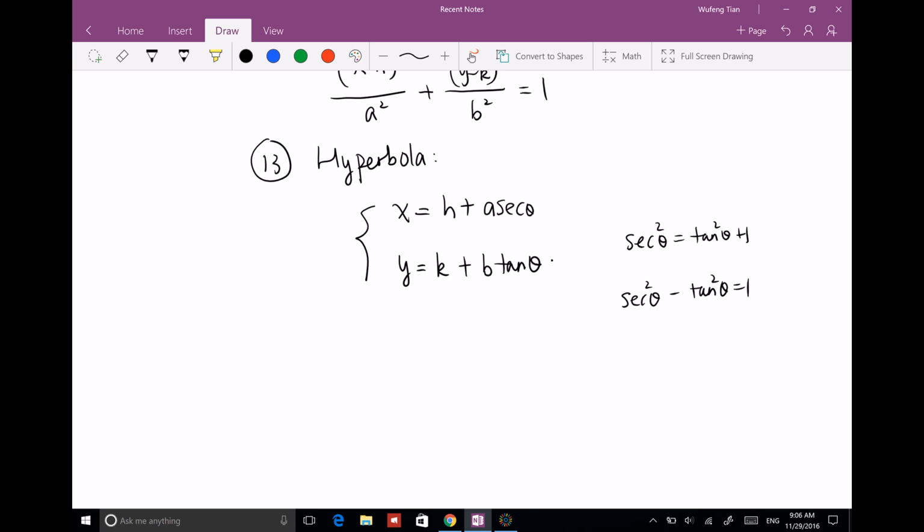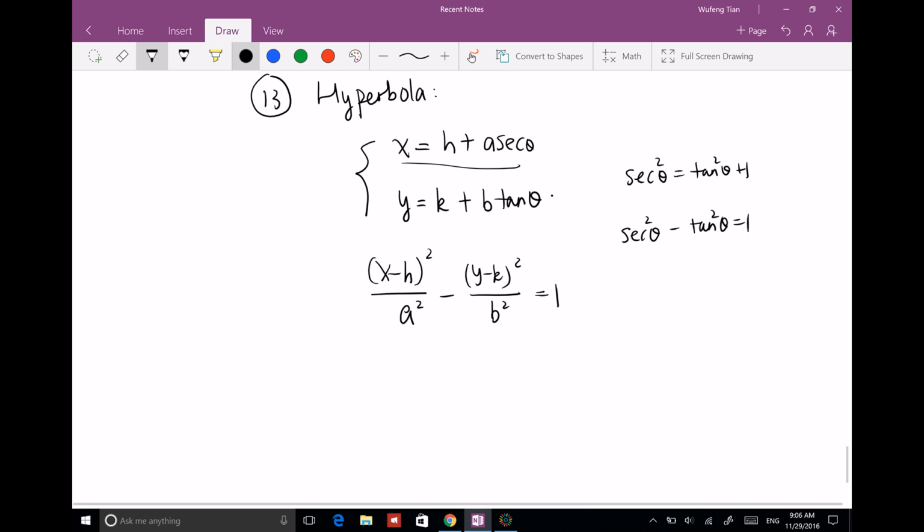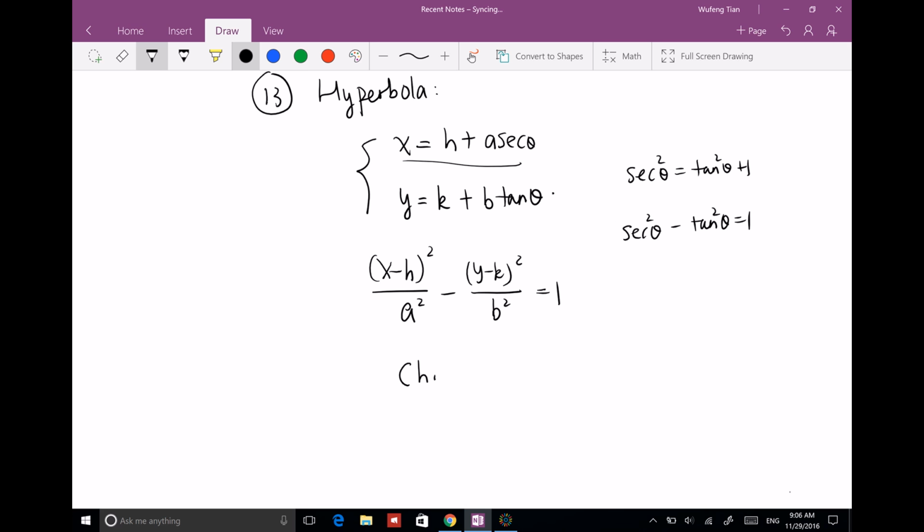Alright, so we got x minus h over a. From this one, you got x minus h over a equals secant theta. So we can square this minus y minus k squared over b squared equals 1. So this is going to be a hyperbola with center at h and k.